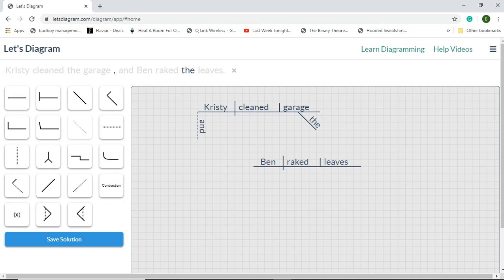And which leaves did he rake? Well, he raked the leaves. So the is the adjective modifying the direct object, which is the noun leaves. So we take this and just move it right over here. And that's what it should look like. That should be pretty simple for you guys. It's like diagramming two sentences and then connecting them with and. That's it.